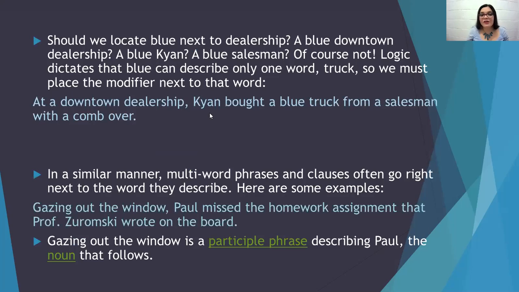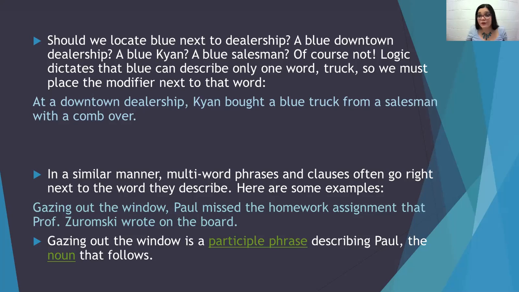Should we locate the word blue next to leadership? A blue downtown leadership? A blue Kian? Kian is the person? Of course not. Logic dictates that blue can describe only one word, truck. So we must place the modifier next to the word truck. At a downtown leadership, Kian bought a blue truck from a salesman with a comb over.